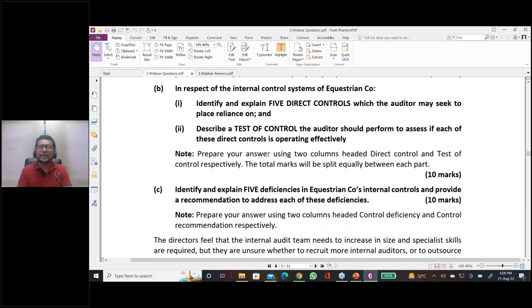Requirement number C, again from the very same question and from the very same scenario, you have to identify and explain 5 deficiencies. That's the opposite of direct control within the company system. And you have to provide a recommendation to counter or overcome those deficiencies. So that's your part B and that's your part C.